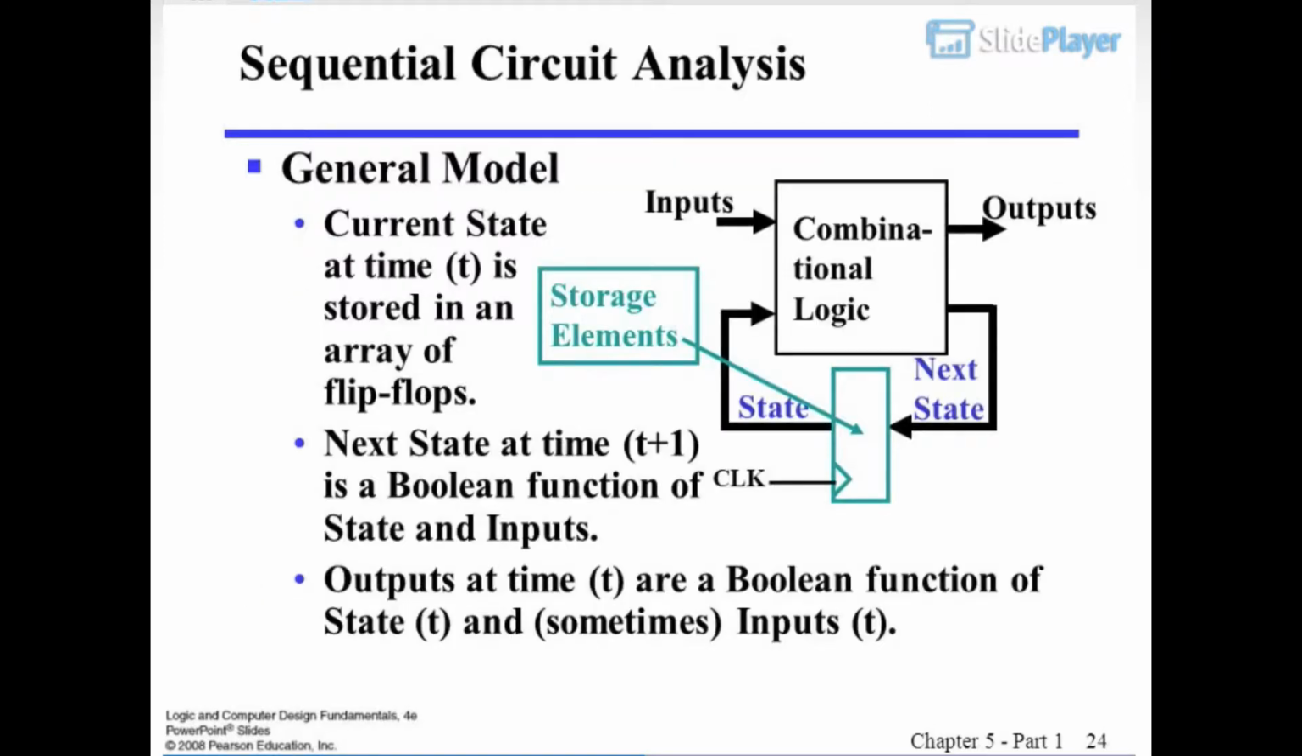Sequential circuit analysis, general model. Current state at time t is stored in an array of flip-flops. Next state at time t plus 1 is a Boolean function of state and inputs. Outputs at time t are a Boolean function of state at time t and, sometimes, inputs at time t. Inputs, combinational logic, outputs, storage elements.